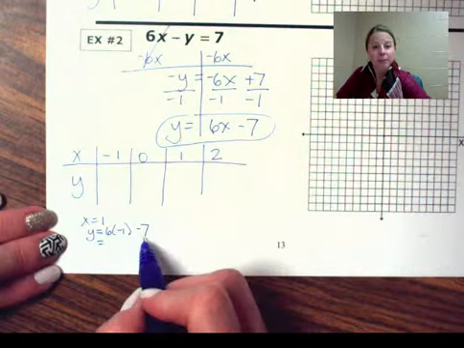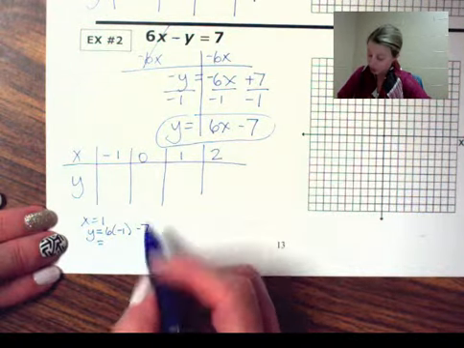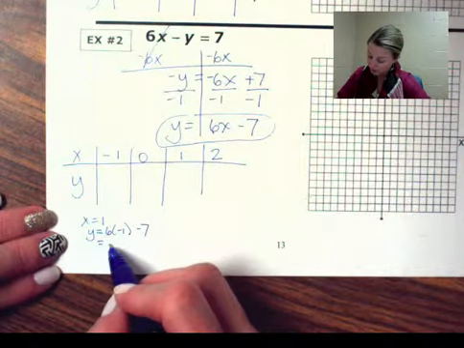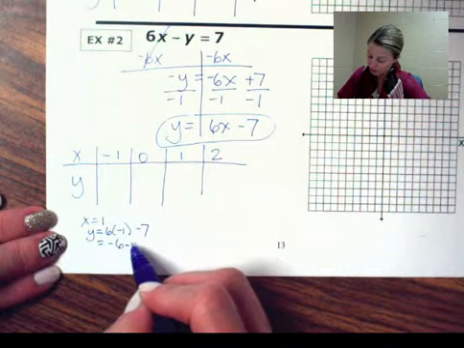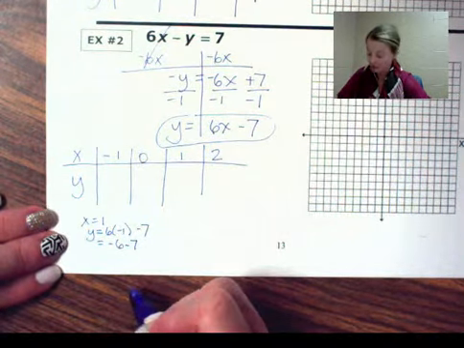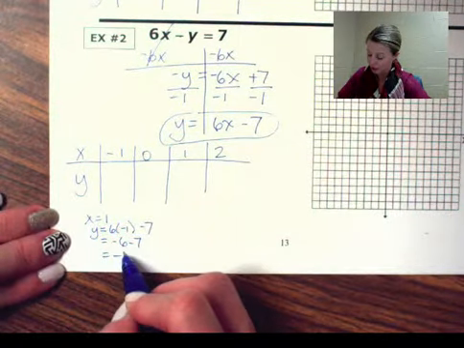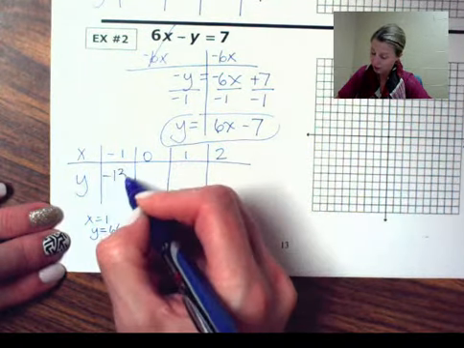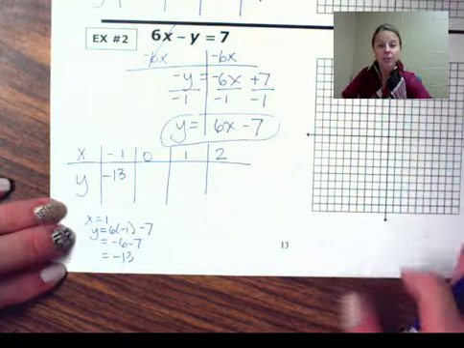So at this point you could type that into your calculator, but I'm just going to do them out separately. So 6 times -1 is -6. -6 minus 7 is going to be -13. So -13 is what I'm going to substitute in.